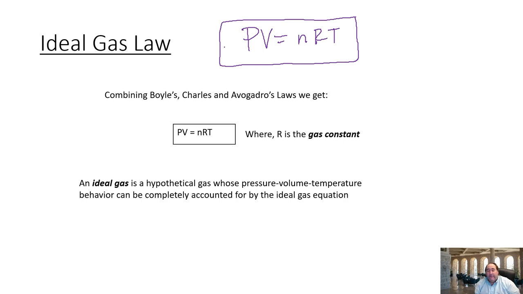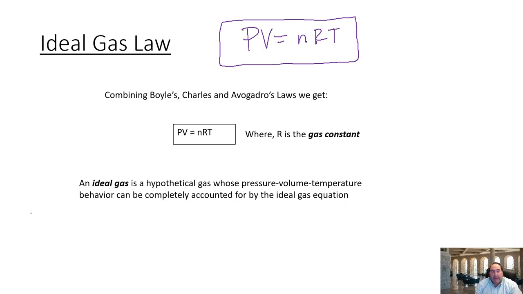The other main difference with the ideal gas law and all the previous gas laws that we saw before is that previous gas laws had a before and after sort of condition: two pressures, two temperatures, two volumes. Here it's a one and done situation. We've got one pressure, one volume, one temperature.